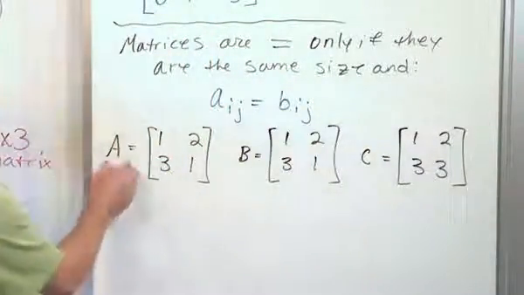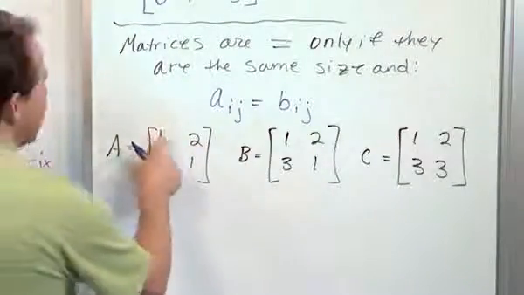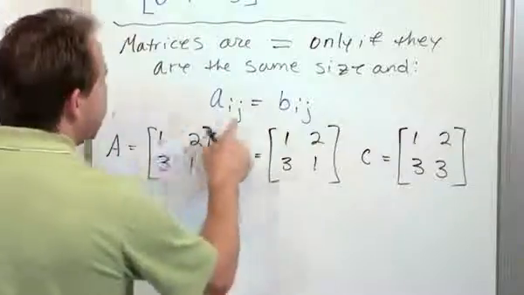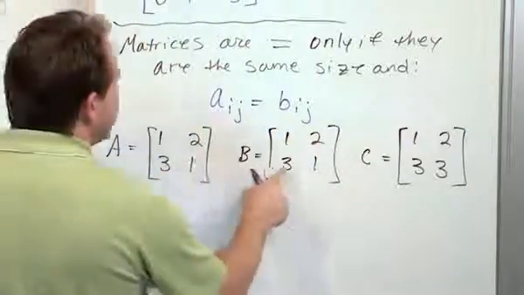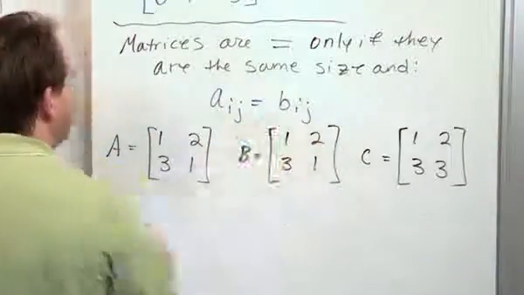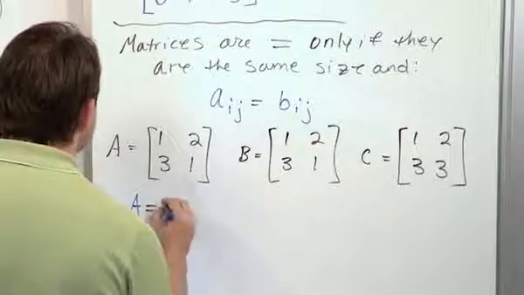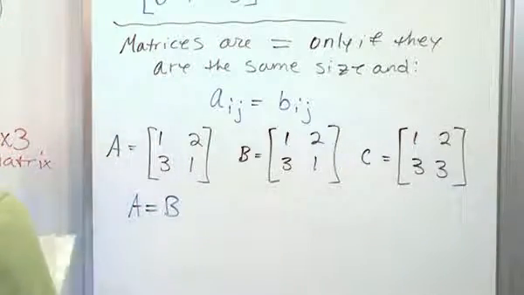So in this case, matrix A and B are the same size because they're both 2 by 2 matrices. This element is equal to this one, this element is equal to this one, this element is equal to this one, and this element is equal to this one. So because every single element is equal to the other matrix, we say that matrix A is equal to matrix B. All right, so this is true.